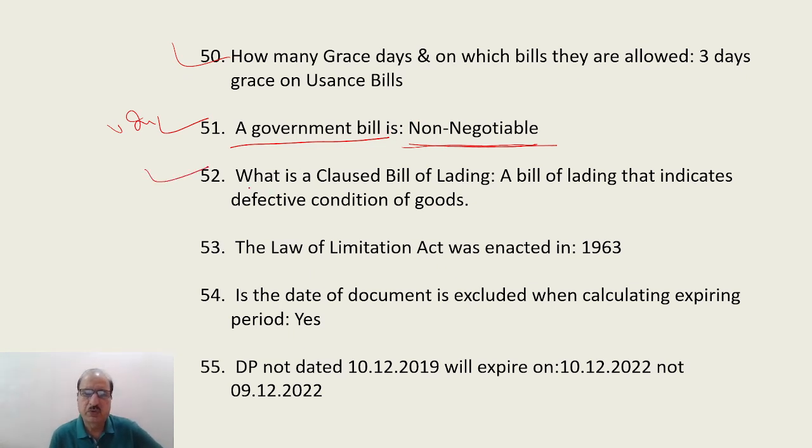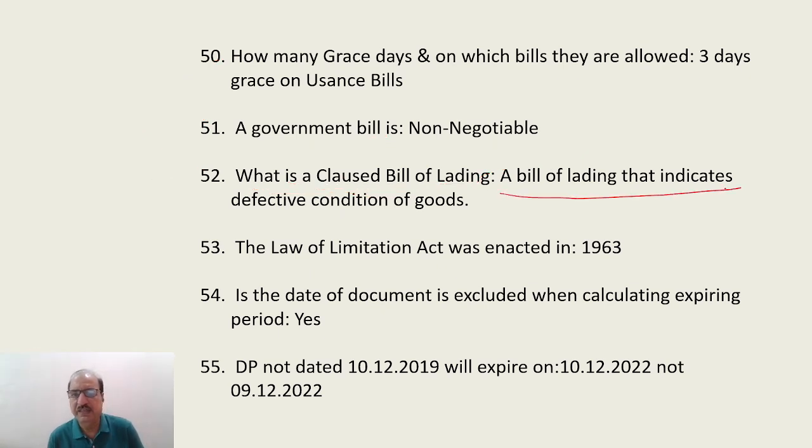Another important question: what is a closed bill of lading? A bill of lading is a transport document like GR, RR, goods receipt, delivery receipt. What is a closed bill of lading? A bill of lading that indicates the defective condition of the goods. If a bill has been issued with a written remark, then that is called a closed bill of lading, which indicates the goods are in defective condition.